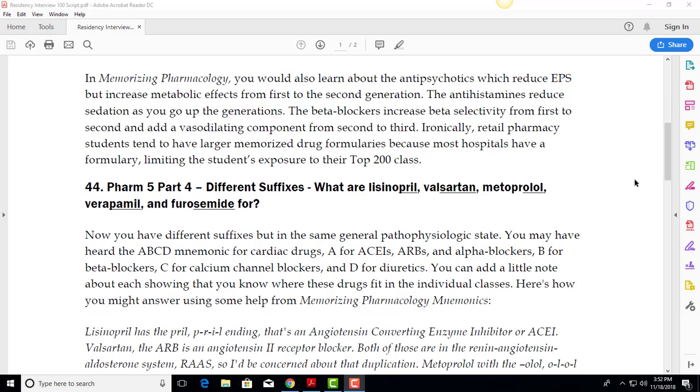Number 44, the Pharm 5, Part 4, different suffixes. What are lisinopril, valsartan, metoprolol, verapamil, and furosemide for? Now you have different suffixes, but in the same general pathophysiologic state. You may have heard the ABCD mnemonic for cardiac drugs: A for ACEIs, ARBs, and alpha blockers, B for beta blockers, C for calcium channel blockers, and D for diuretics. You can add a little note about each, showing that you know where these drugs fit into the individual classes. Here's how you might answer using some help from Memorizing Pharmacology mnemonics.